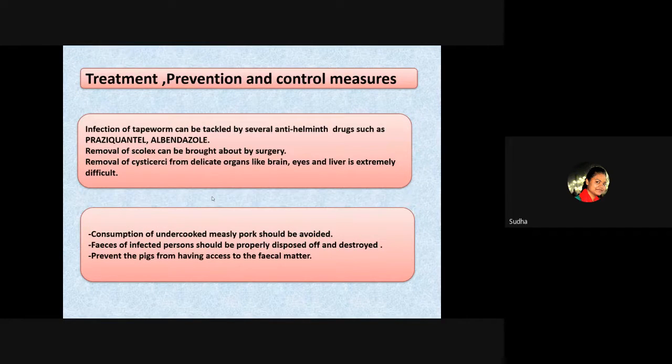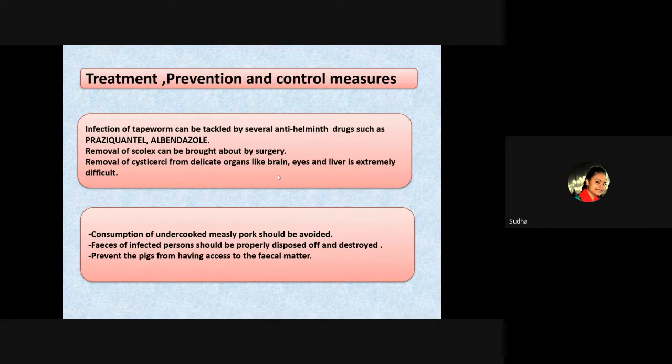Okay, so what is the treatment? Infection of tapeworm can be tackled by several anti-helminth drugs such as praziquantel and albendazole. So these are two drugs which you can take when you are diagnosed with teniasis. Then removal of scolex can be brought about by surgery. So what is the scolex? The scolex is the head region.